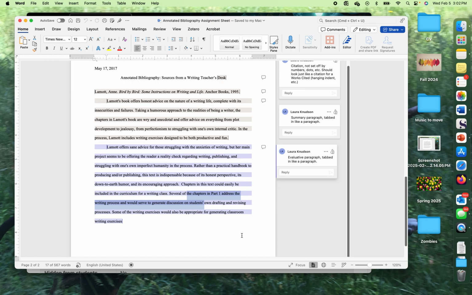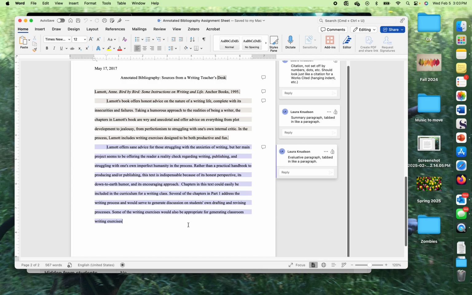Again, a way this can be used. Some of the writing exercises would also be appropriate for generating classroom writing exercises. So here we have 3 different sentences within this paragraph that talk about how the resource can be used.